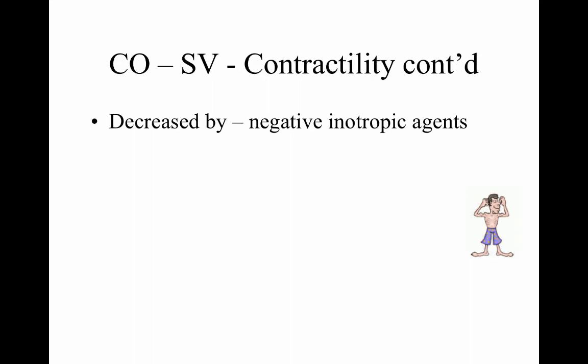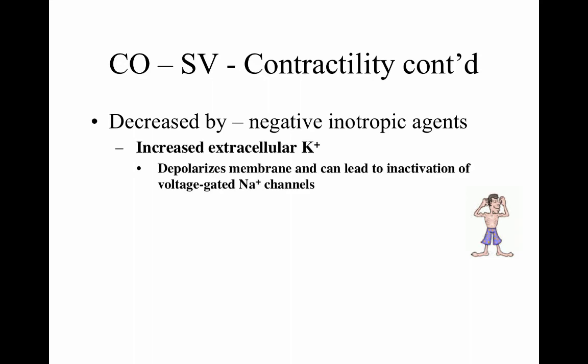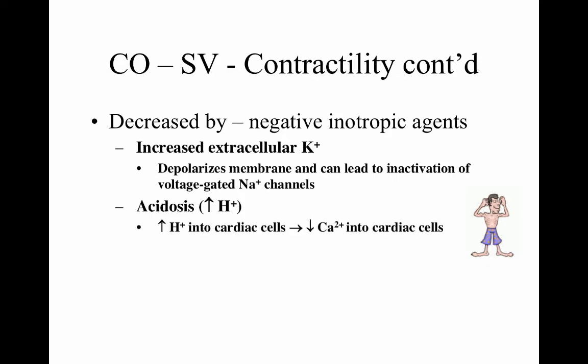Contractility can be decreased by negative inotropic agents. So if we have increased extracellular potassium, this will depolarize the membrane and can lead to inactivation of the voltage-gated sodium channels. Acidosis, or a high level of hydrogen in the bloodstream, getting into the cardiac cells can decrease calcium into the cardiac cells. And we see decreased calcium then, as well as calcium channel blockers. All of these can reduce contractility. Some of this may be desirable, reducing contractility of the heart, if we've lost some of our sinoatrial or atrioventricular node function.